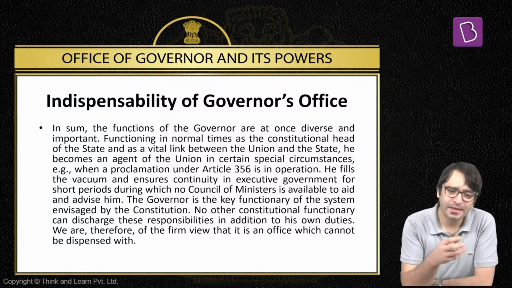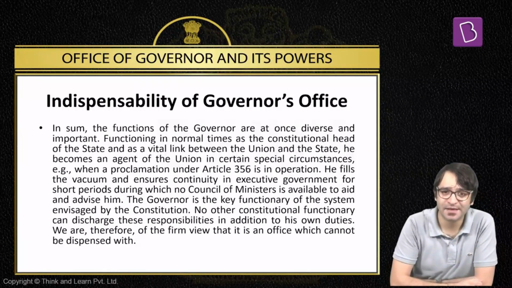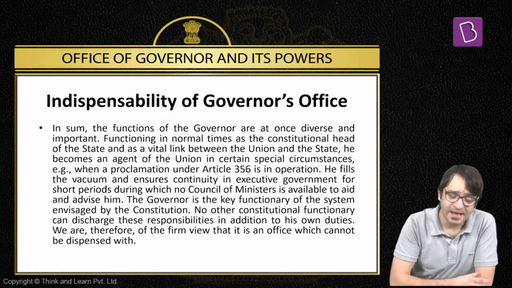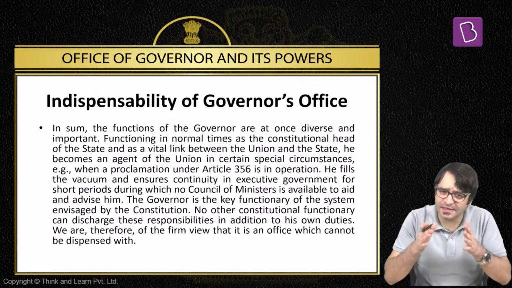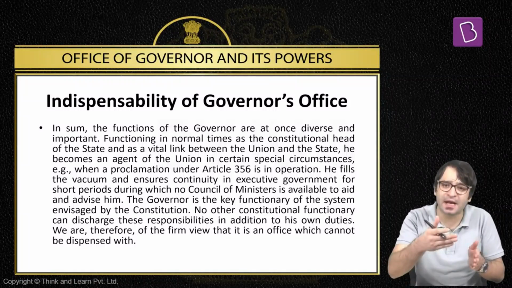Why necessary? Because during president's rule, when there is breakdown of constitutional machinery in a state, the governor is somebody who discharges the duties of the executive. It is the governor who takes care of the administration of that state. In absence of the governor, who will do that? That means the office of governor is very important, considering the fact that there can be breakdown of constitutional machinery in a state. And in that case, to ensure continuity in governance, the office of governor is necessary.